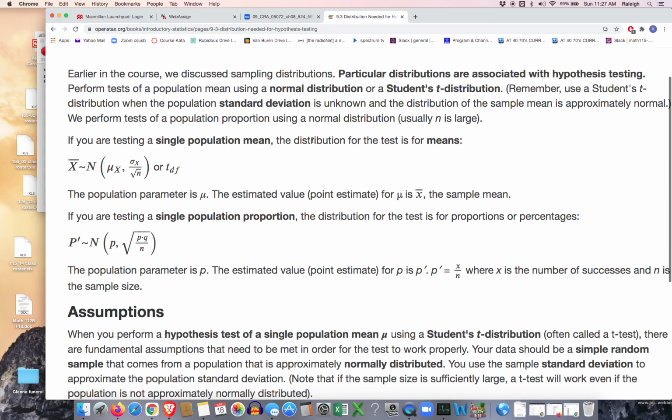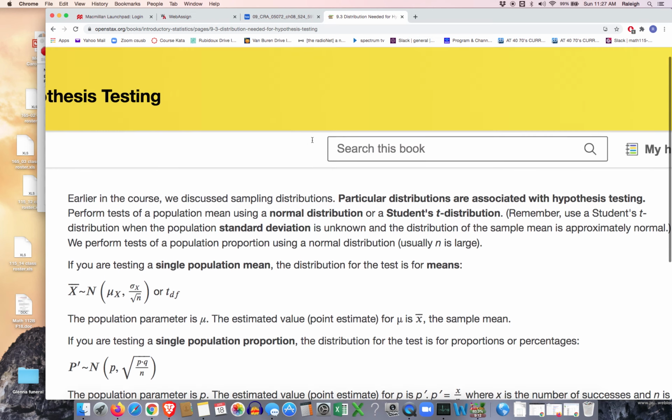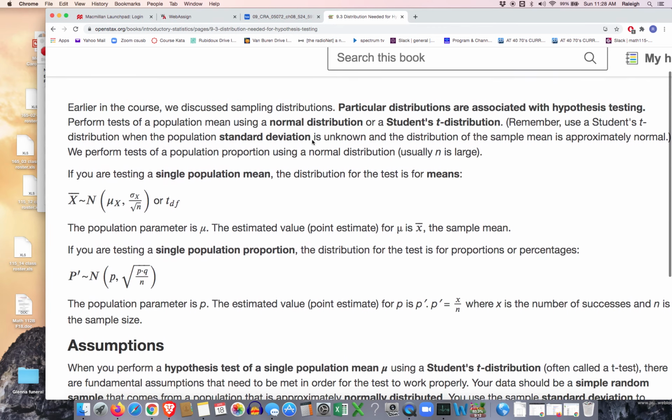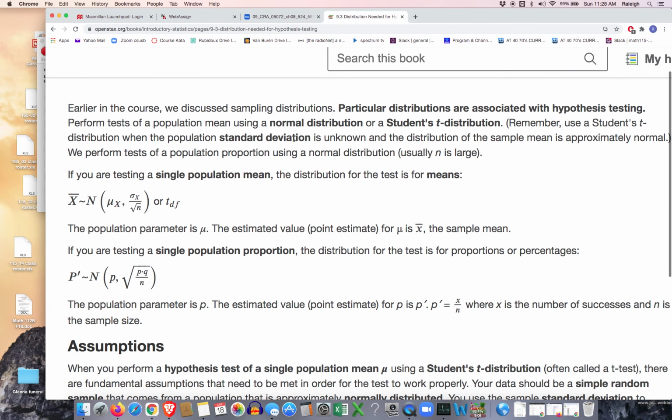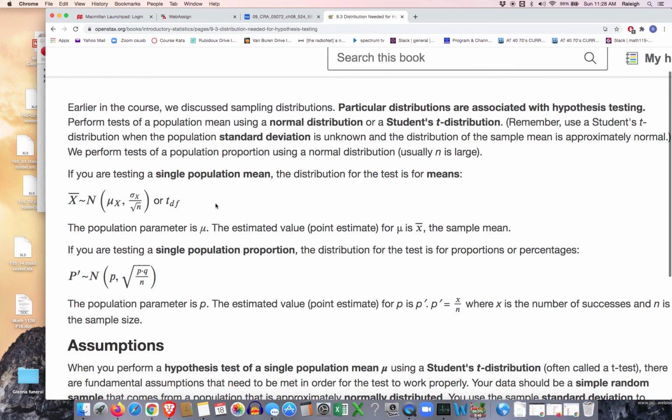Okay, so 9.3, distribution needed for hypothesis testing, which is up at the top there. Particular distributions for us right now will be Z, the normal distribution, or T, another version of the normal distribution. Standard deviation unknown, which is more typical in the real world, will demand the T distribution, but 2 out of the 3 times we'll actually be using Z, because they can just say to get started that we know the standard deviation. There is our sigma right there, and sometimes it is actually known.